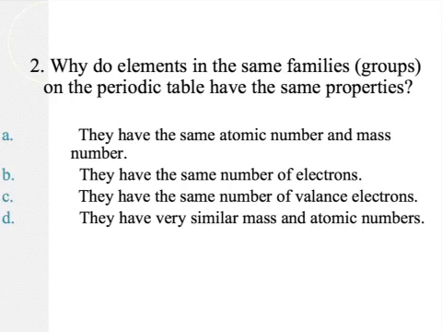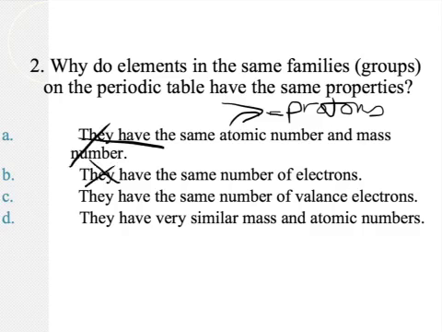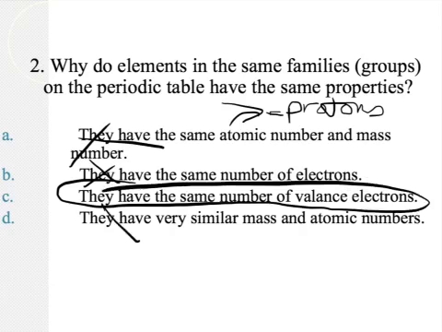Why do elements in the same family or group on the periodic table have the same properties? Well, they can't have the same atomic number and atomic mass number, because the atomic number is equal to the number of protons, and no two different elements can have the same number of protons, so that's wrong. They have the same number of electrons? That's just not true. They have the same number of valence electrons, that's why they have similar properties. And again, do they have very similar mass and atomic numbers? No. Especially when you're going across a long period, you're going to find that the atomic numbers are very different. Okay?